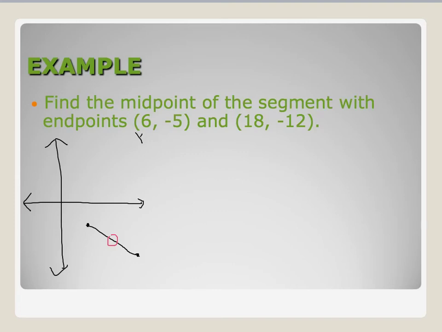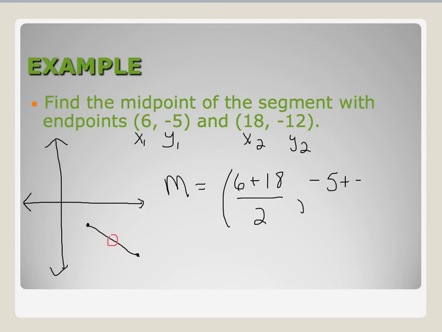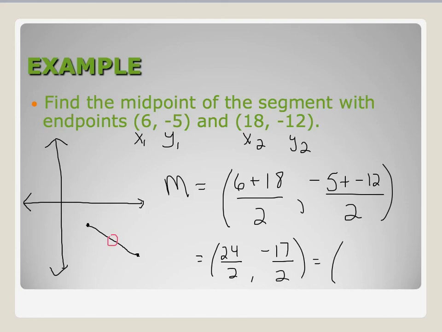So we're going to use our formula. We're going to label our points x1, y1, x2, y2. And we're going to plug in. So m for the midpoint, that's not slope, that's midpoint, is going to equal x1 plus x2 divided by 2, y1 plus y2 divided by 2. Again, the average x and the average y. So we add 6 plus 18, we get 24 divided by 2. -5 plus -12 is -17 divided by 2. Okay, 24 divided by 2 is 12, and -17 divided by 2 is -8.5. So here's our midpoint, 12, -8.5.